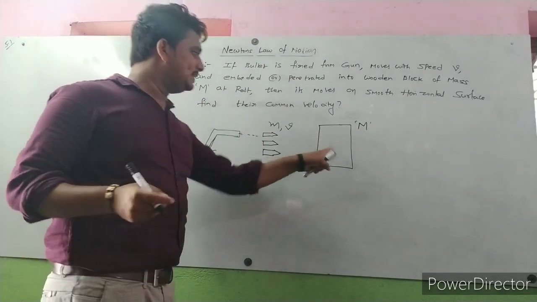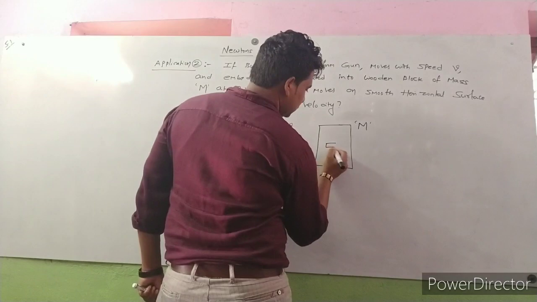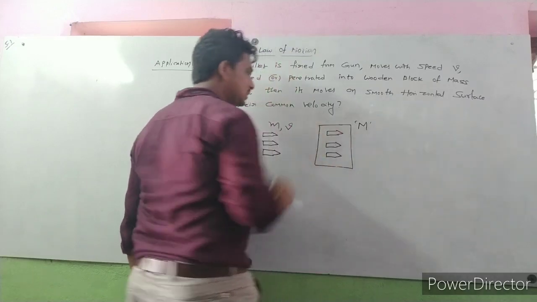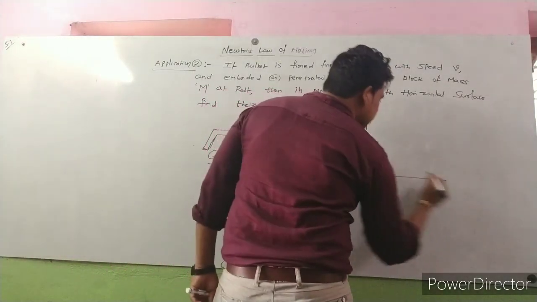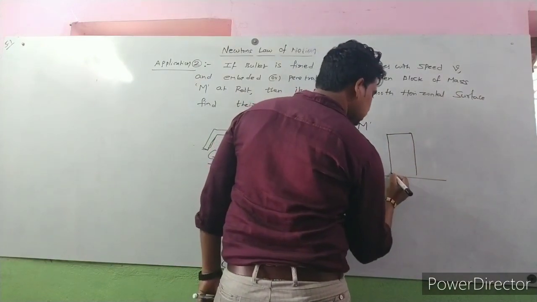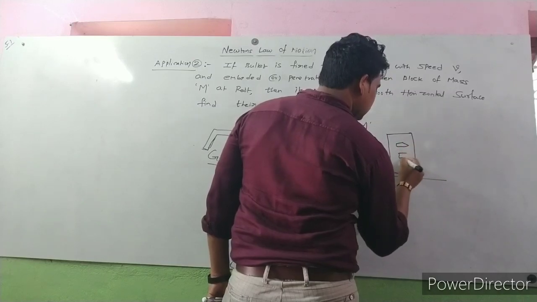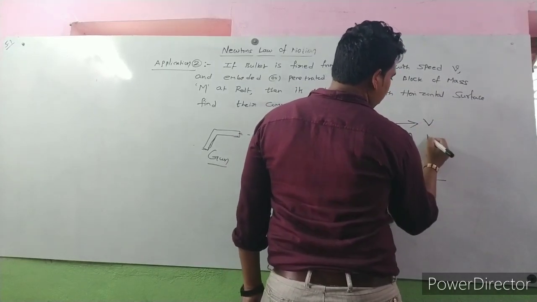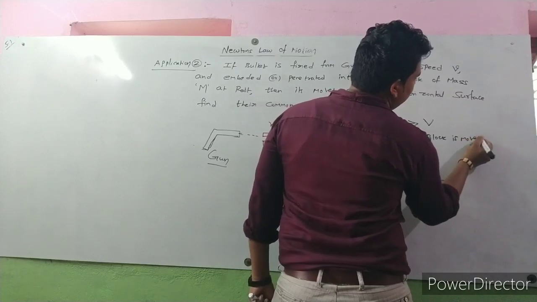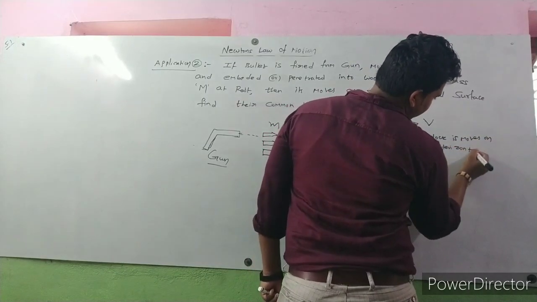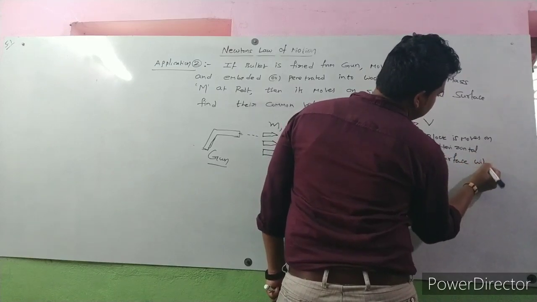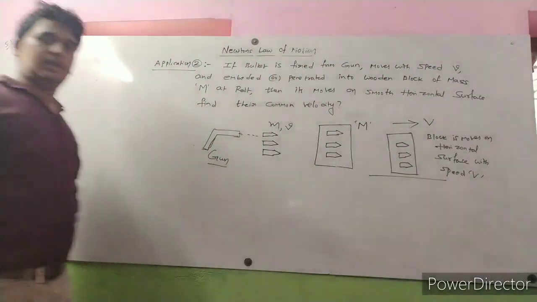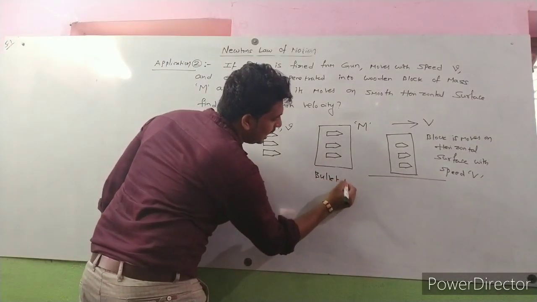This bullet hits this block and is embedded into this block, and this block moves on a horizontal surface with the speed V. So here the bullet is embedded into the block.